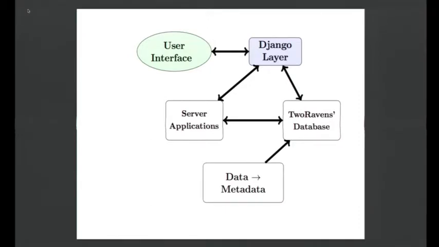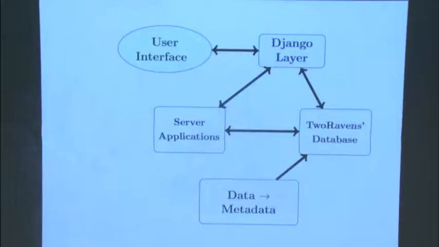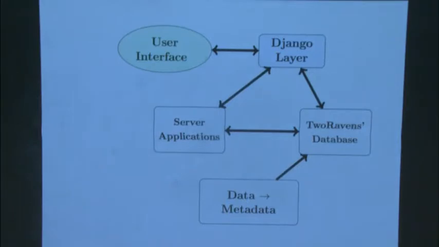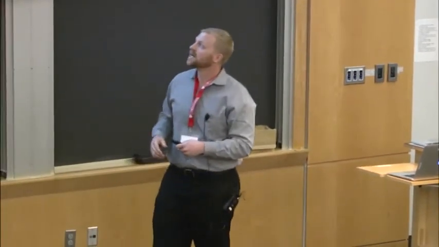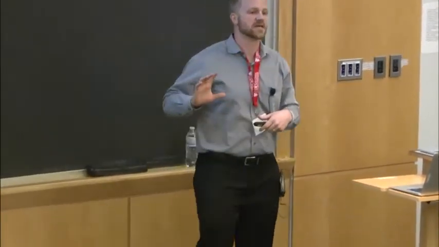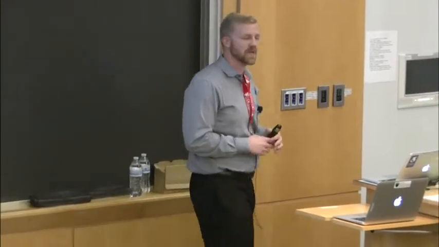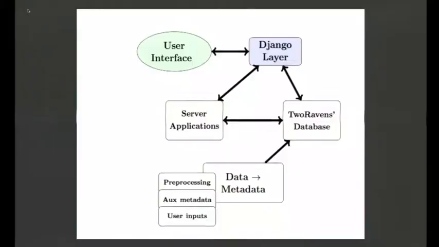But every data set has an associated metadata file with it. And our user interface is launched from that metadata file. It doesn't actually use the data itself to launch. That metadata file is populated using our pre-processing script that we wrote for the Two Ravens project, as well as any auxiliary metadata, such as the DDI file, for example, that comes from Dataverse. And we'd use that to specify things like the data citation, for example, as well as other inputs from the user. That stuff gets stored in our database.